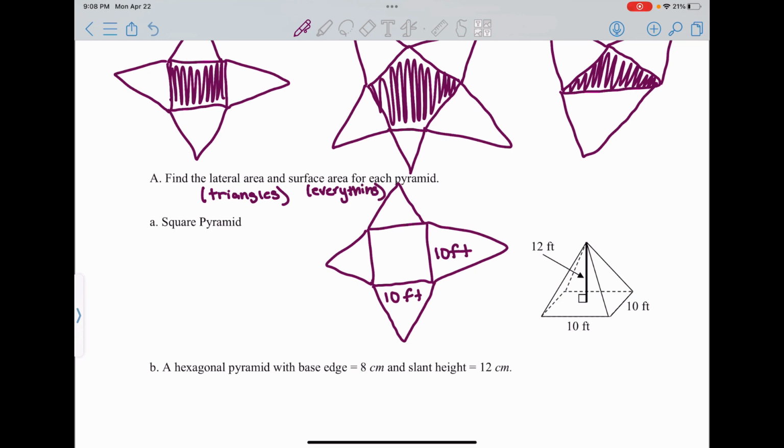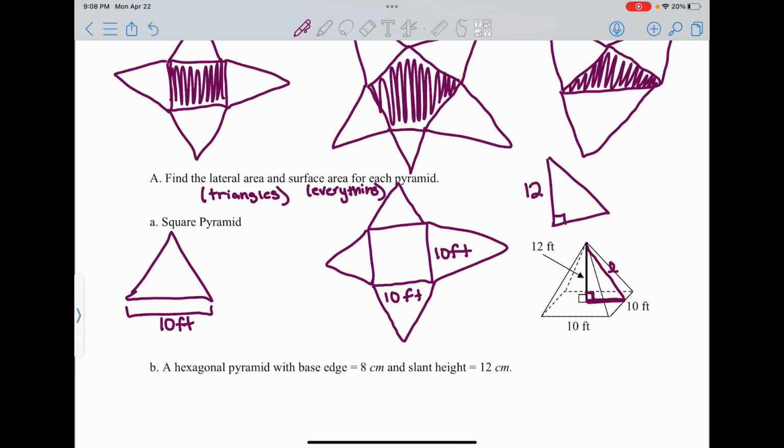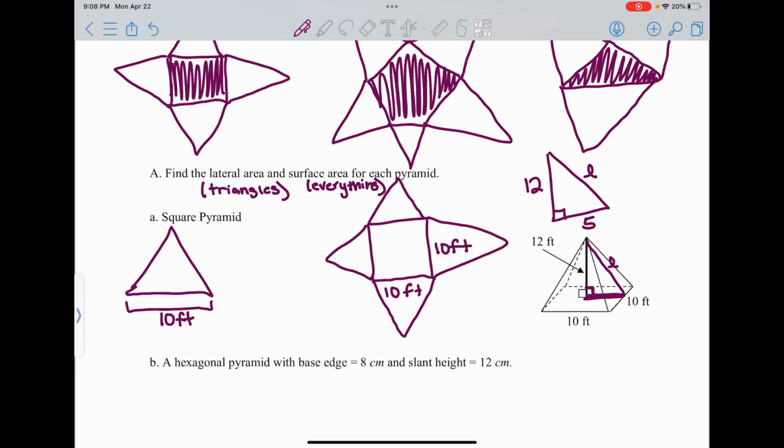So let's start by finding the area of just one triangle. I know the base edge is 10 feet, but if you look at the picture, I have no idea what my slant height is, my L. Something that we can use though is the fact that this height in the middle makes a right angle, and I have a right triangle in there, where I know one of the legs is 12, and notice how the other leg is half of the base edge. So half of 10 would be 5. And then, because this is a right triangle, I can use the Pythagorean theorem to find my slant height.